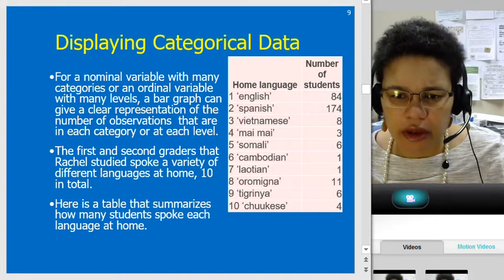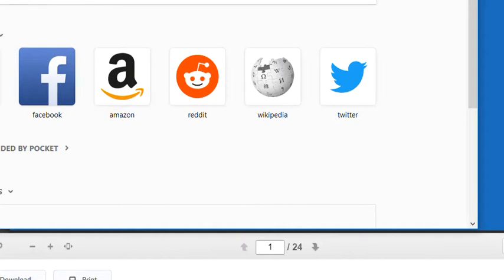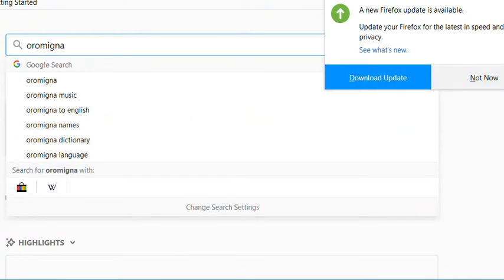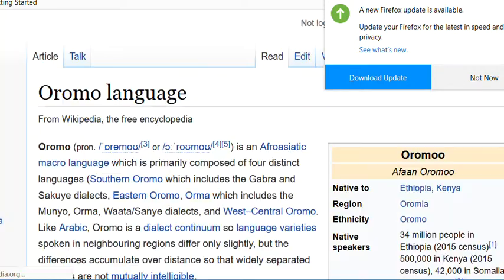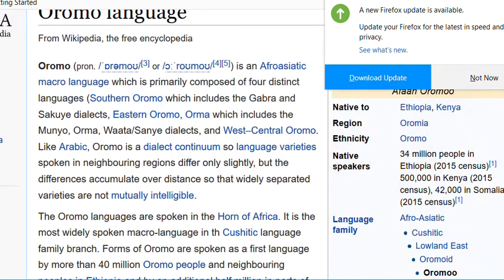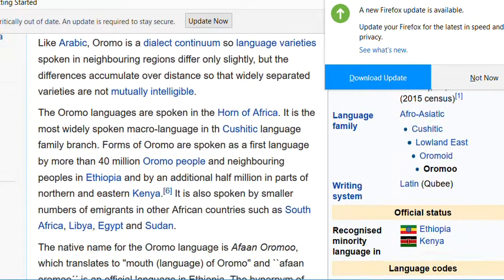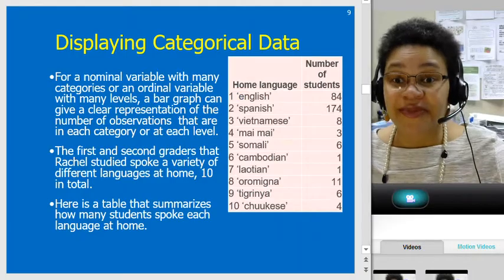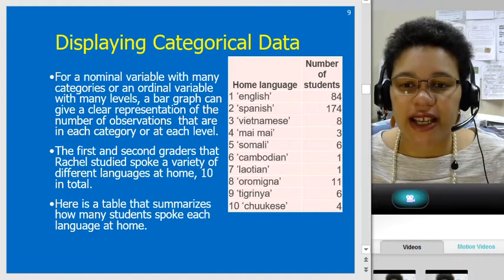I wonder where Oromigna is from. Sorry, I'm just so curious. I know she was in the Midwest. I wonder if it's a Native American language. Let's see. Afro-Asiatic macro language, like Arabic. Where is it spoken? It's spoken in the Horn of Africa. I wonder if in this Midwestern area they had people who had come from Ethiopia. Interesting, interesting. Okay, so they must have had a group of recent African immigrants in that school district.